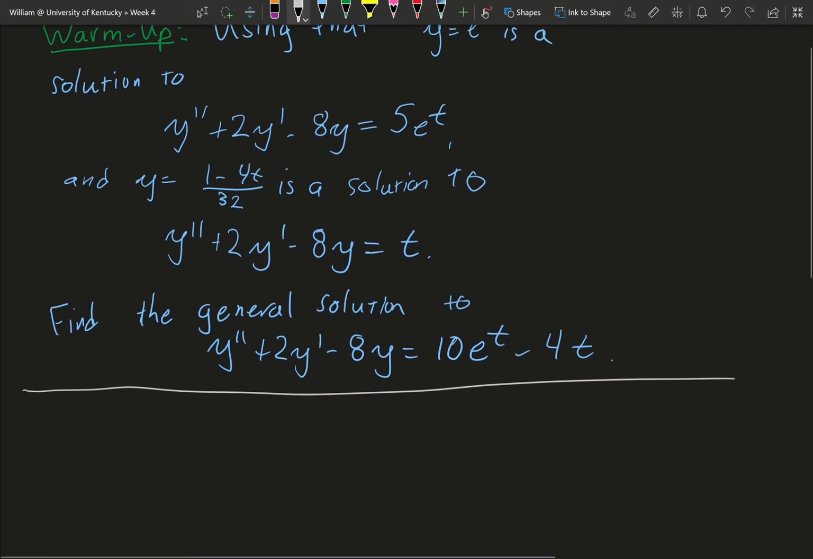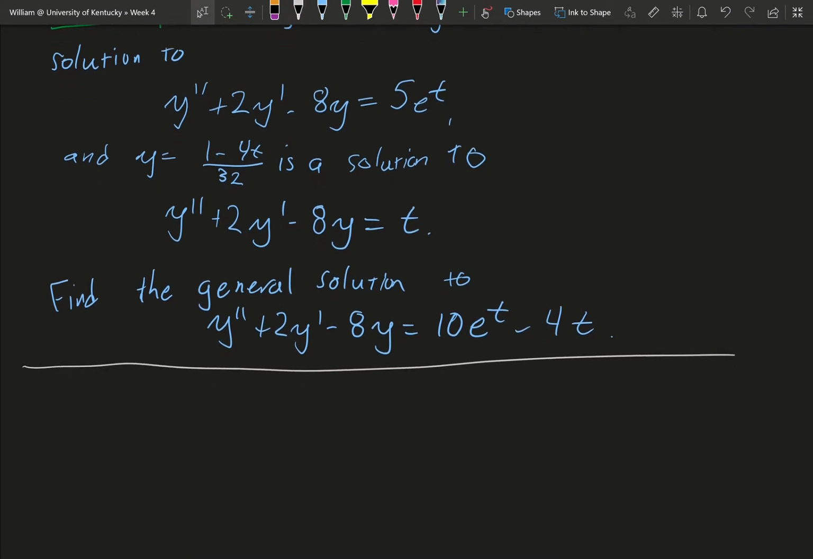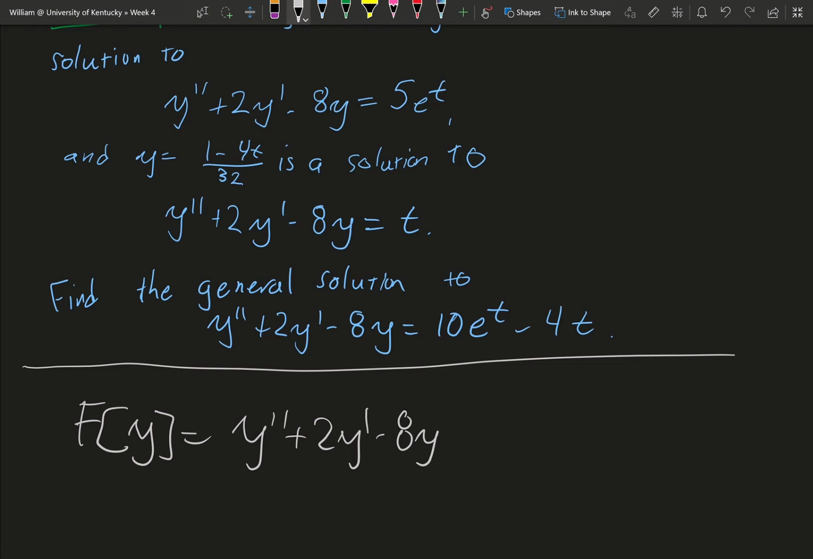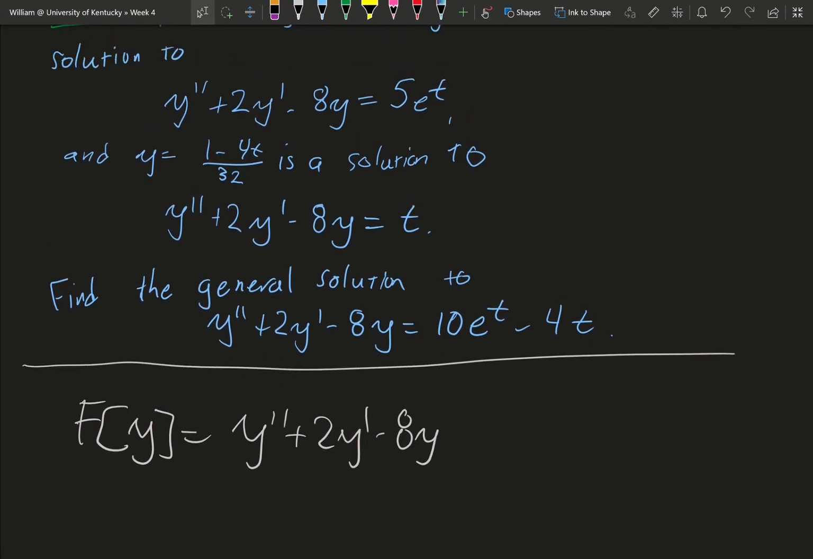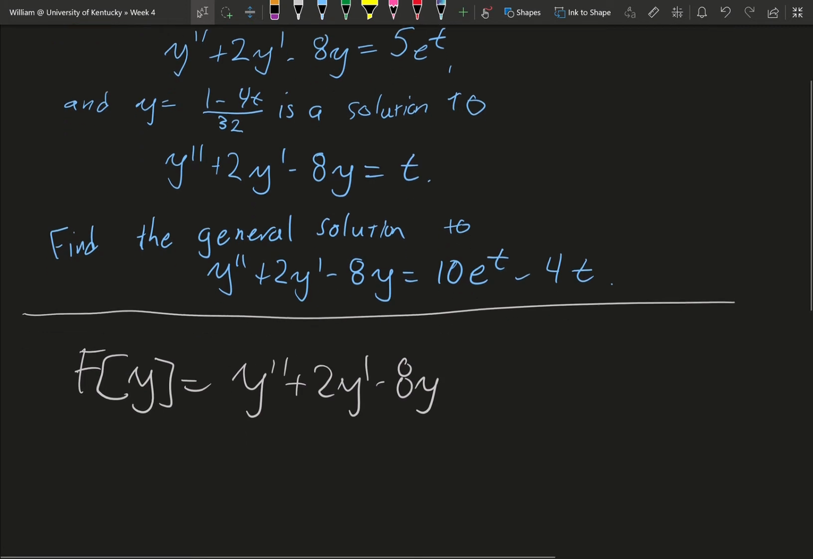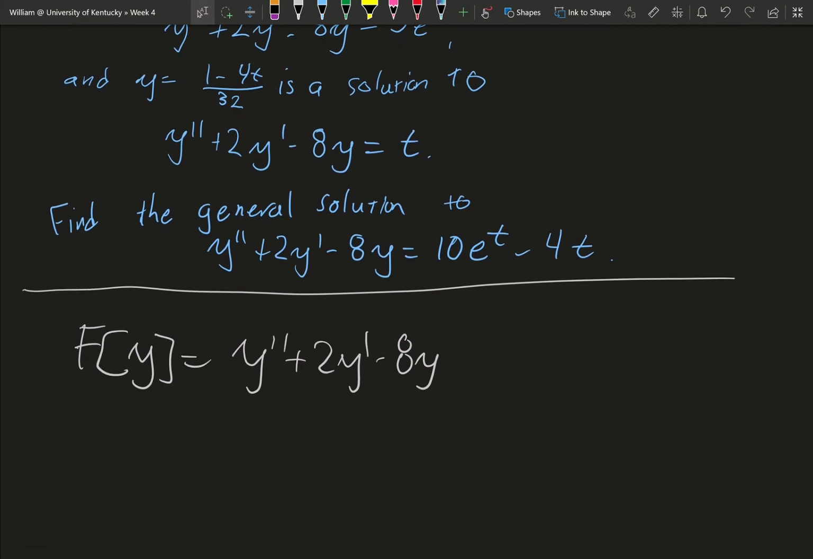All right. So I want to explain this somewhat more in depth, but I also don't want to write a ton. So I am going to say that capital F of y is y double prime plus 2y prime minus 8y. You didn't necessarily need to do this, but to explain it, I want to give a sort of in-depth explanation.